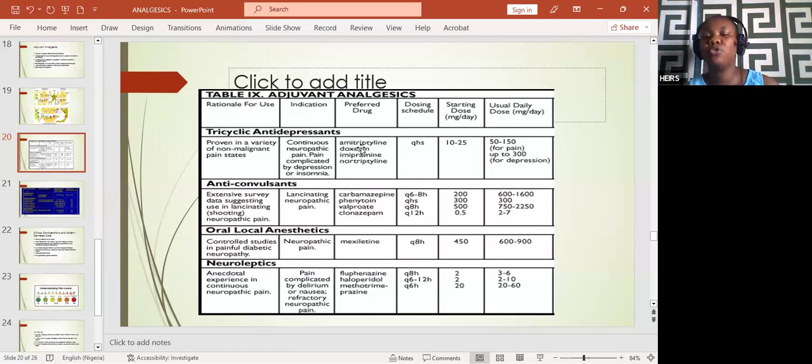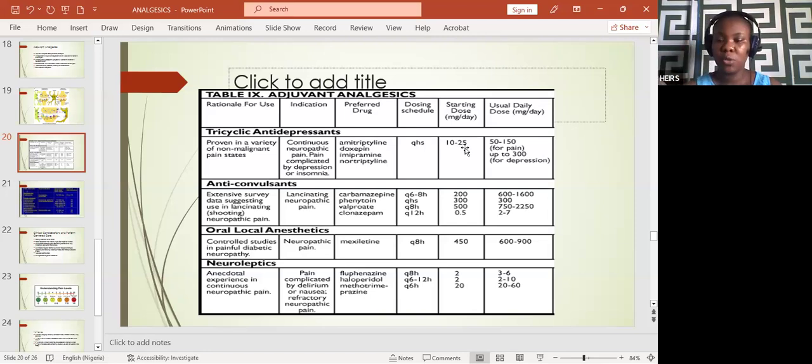Amitriptyline is one of such drugs. Doxepin is one of such drugs. Imipramine is one of such drugs. Nortriptyline is one of such drugs. The commonest one that you will find prescribed is amitriptyline. Amitriptyline comes as a single tablet of 25 milligrams. So sometimes we can start with half of that tablet. That's why they say starting dose is 10 to 25 milligrams. You can start with half of that tablet, which is 12.5 milligrams.